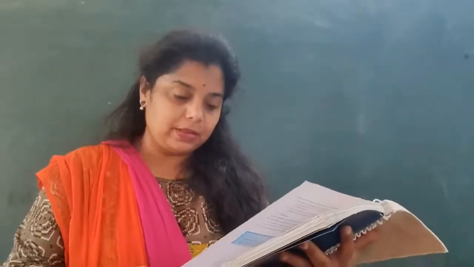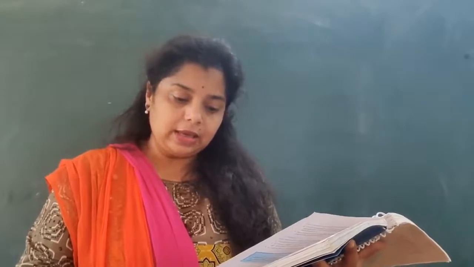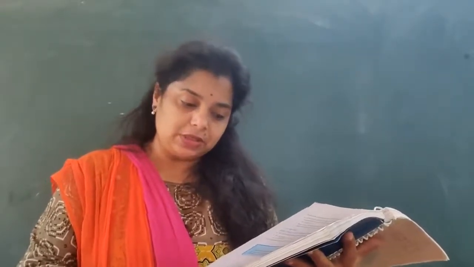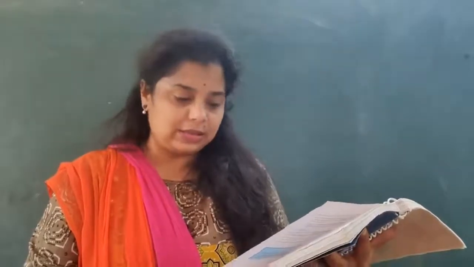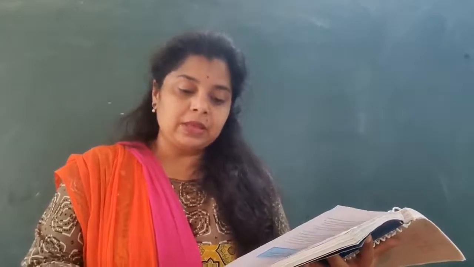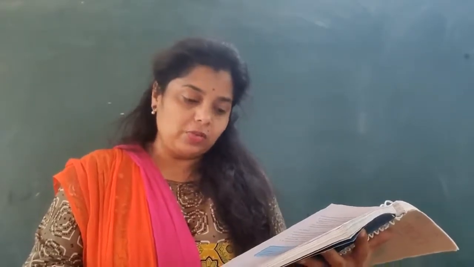Draw a line segment AB of length 8 centimeter. Taking A as center, draw a circle of radius 4 centimeter and taking B as a center, draw another circle of radius 3 centimeter. Construct the tangent to each circle from the center of the other circle. So we have to do construction here.